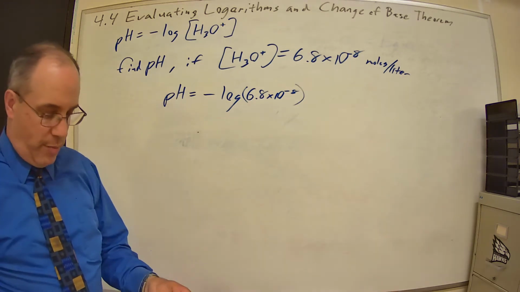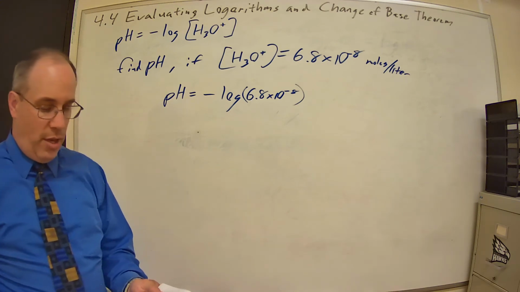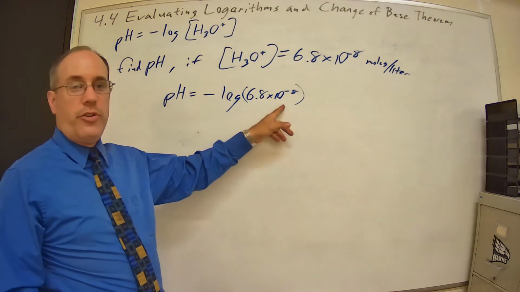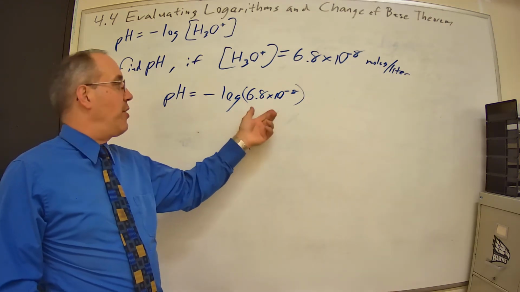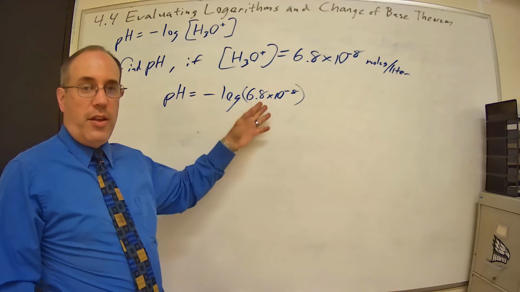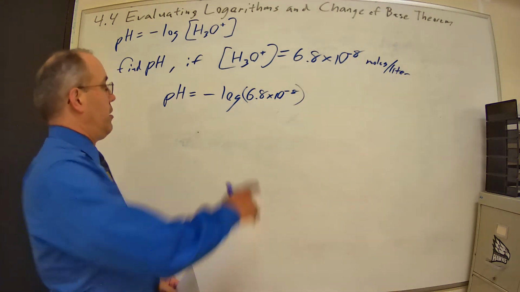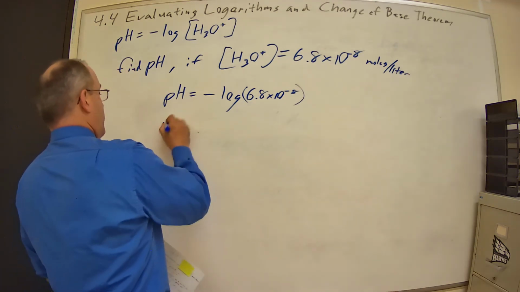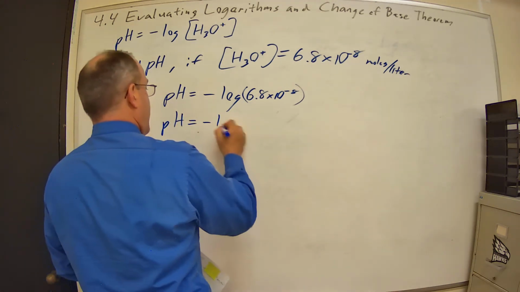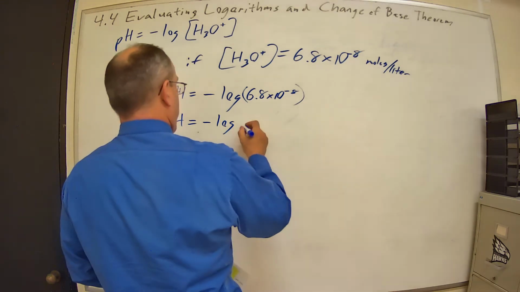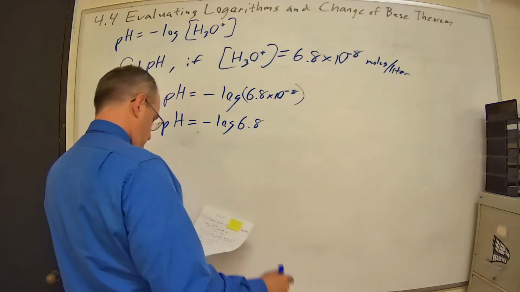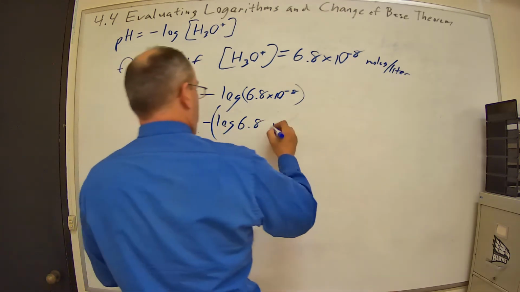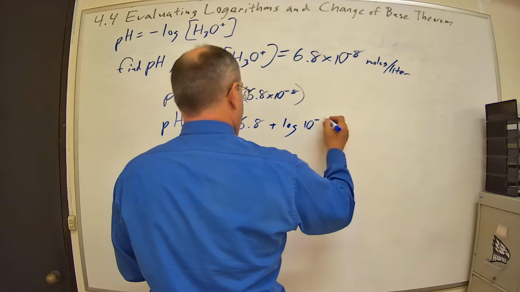And so we can plug that into our calculator, and actually we can do two things here. We can either plug this directly into our calculator as such, which means you better know how to use your calculator with scientific notation, or we do have a product inside the log, so we can take this and make it pH is equal to negative log of 6.8. I'm going to put the negative outside, plus the log of 10 to the negative 8.